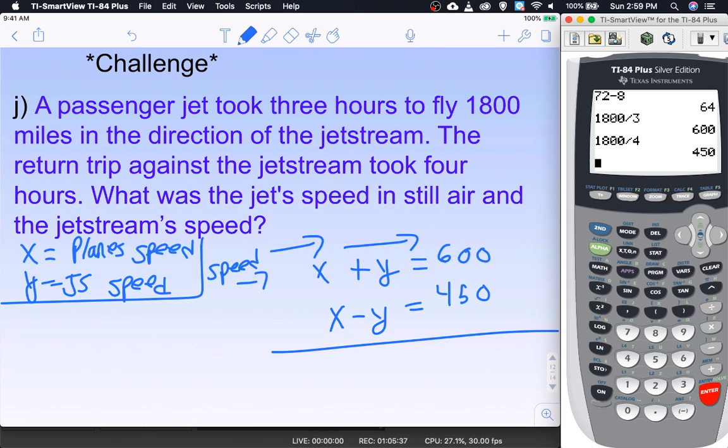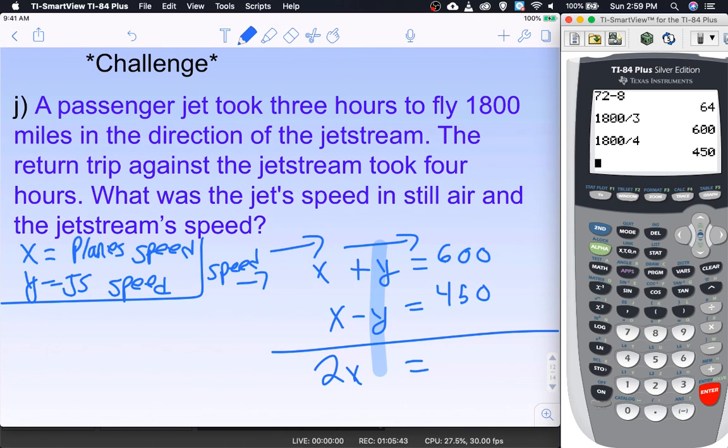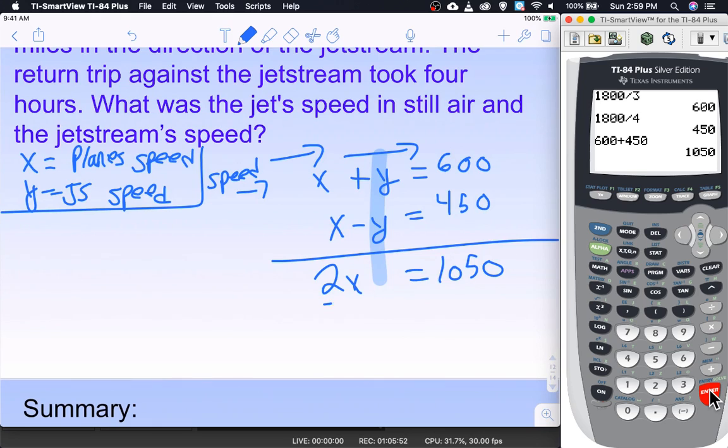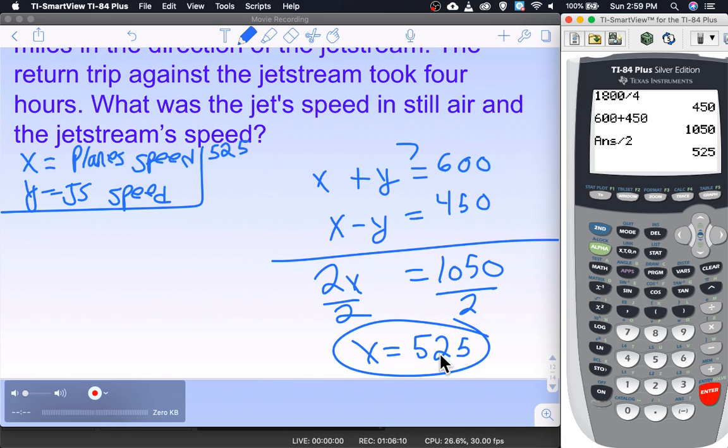And now, this solving is very easy because my y's will already eliminate. I get 2x equals 600 plus 450, that's actually 1,050. When I divide by 2, x equals 525. So we know the plane's speed is 525 miles per hour. Now, the wind's speed. Plug 525 into one of your equations. I'm going to do this top one, because I can do that math in my head. 525 plus something is 600. That something is 75 miles per hour.